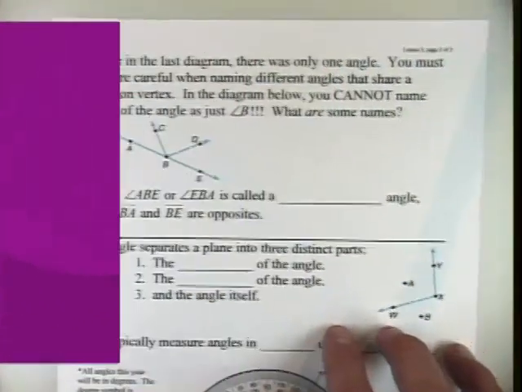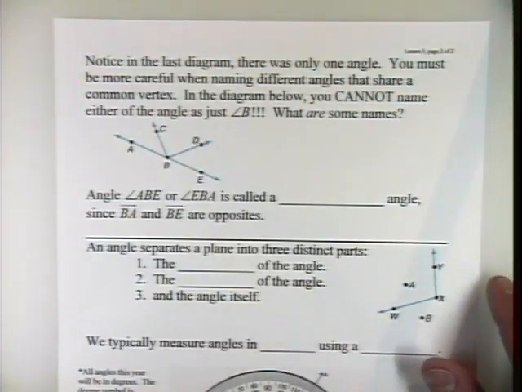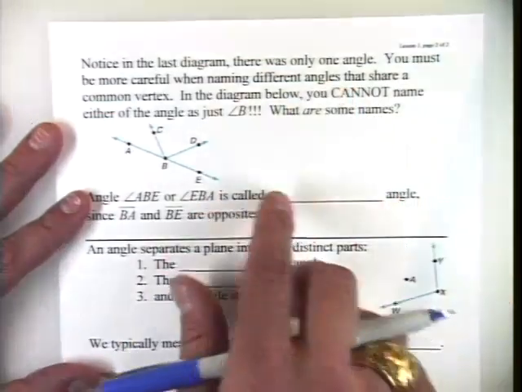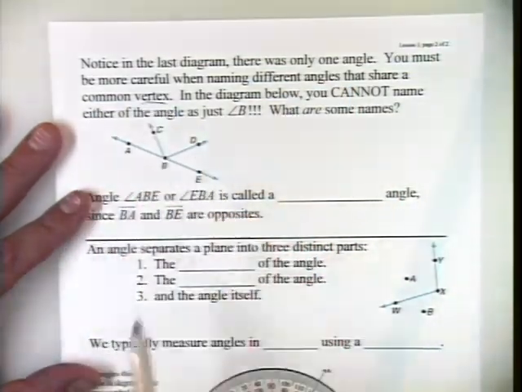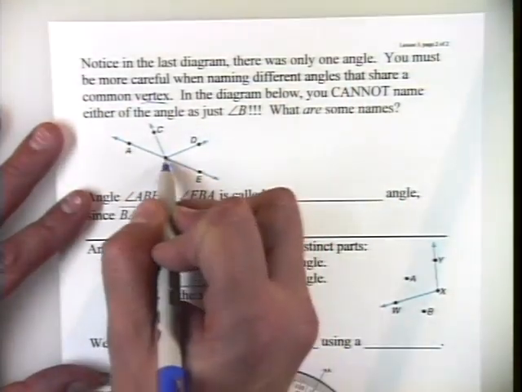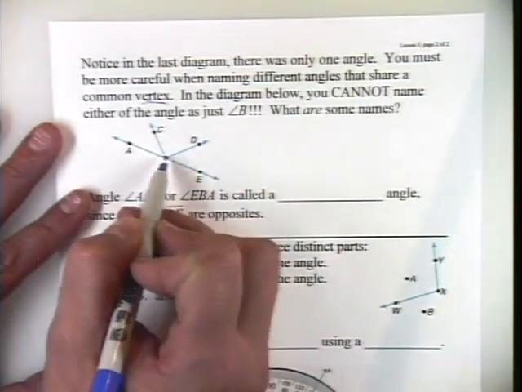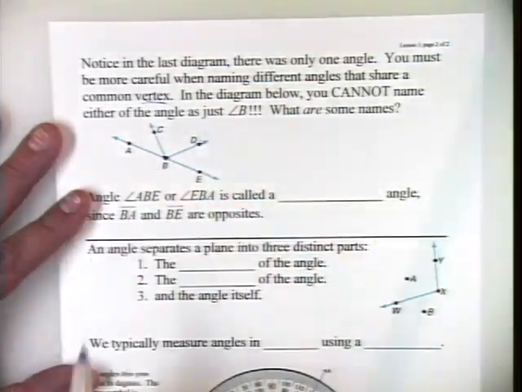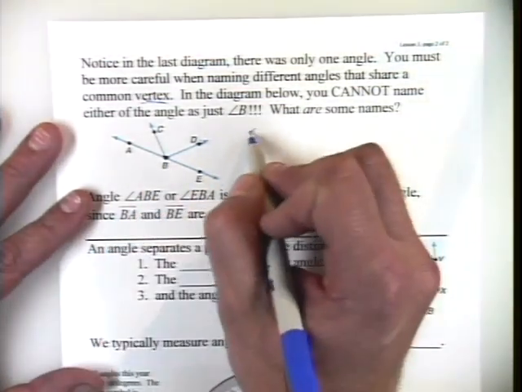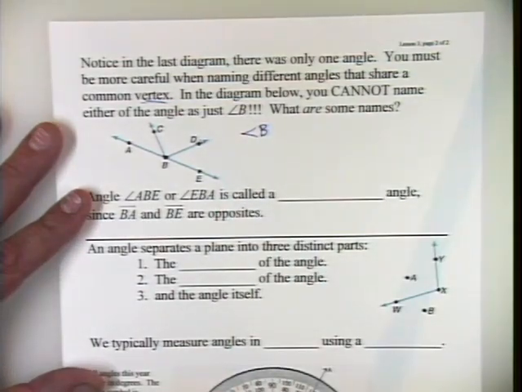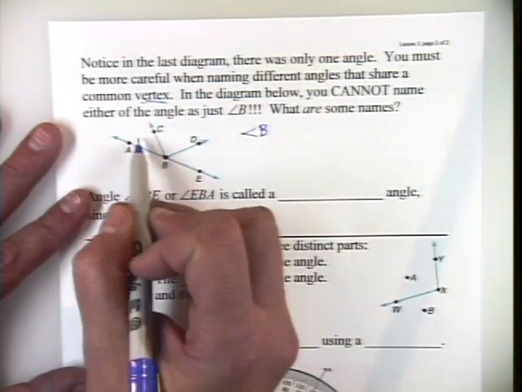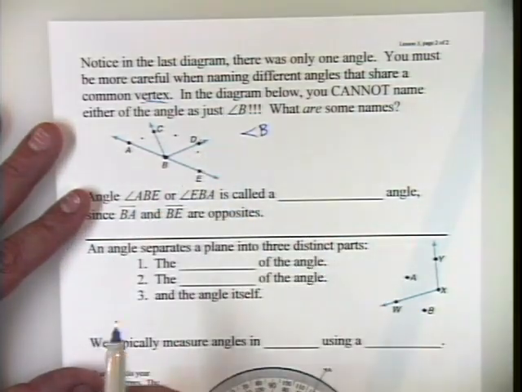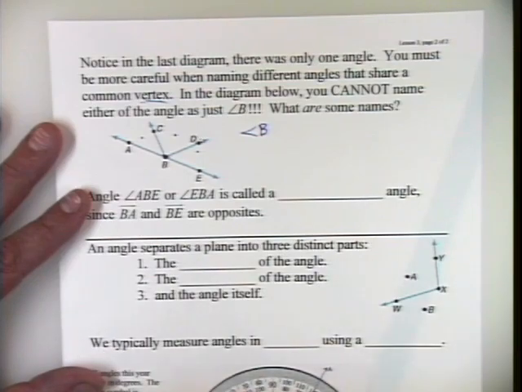Now, in the last diagram, there was only one angle. We have to be very careful when we're naming different angles that share a common vertex. If you look in the diagram below here, I have vertex B, but I have angle ABC and CBD and DBE. So if I'm trying to name this angle, I can't just say angle B. There's inherent confusion now. Which angle am I talking about? Am I talking about this one, or this one? So when there's more than one ray, or more than 2 rays actually, stemming from a vertex, we have to be more specific. So this would be a poor name to name any angle in this case.